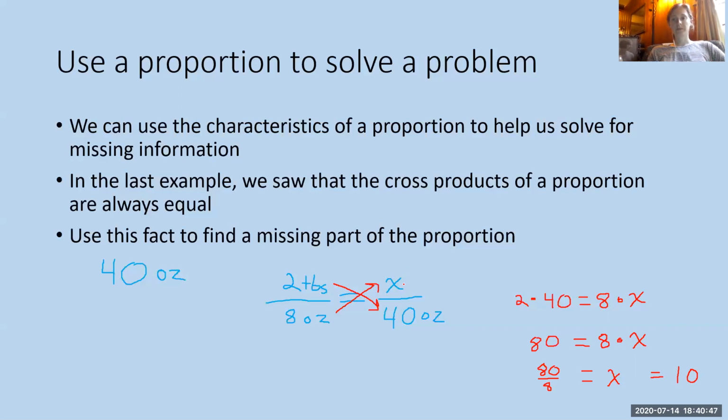Okay, so to solve a proportion for a missing value, what you do is you multiply. So you cross multiply, and then you divide. Cross multiply, and then you divide.